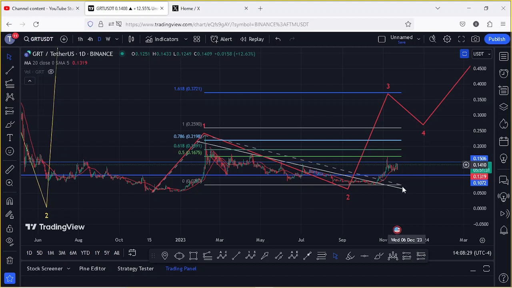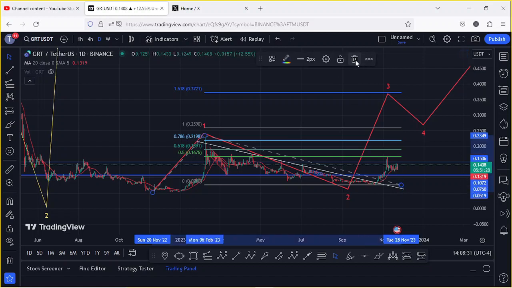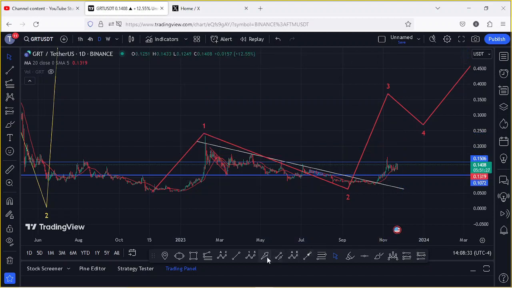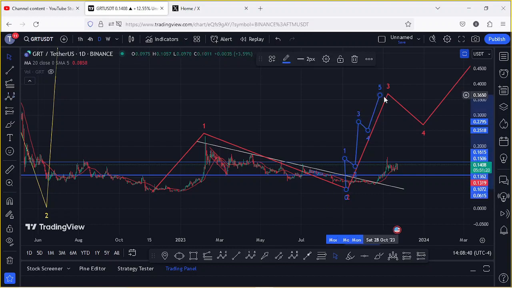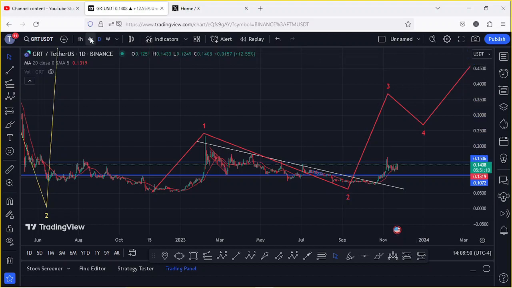which is the minimum that we can expect GRT to do in the formation of that wave 3. And because of the impulsive nature in the formation of this wave 3, I'm also expecting to see a 5-wave structure play out within the formation of the wave 3, having the wave 5 fully maximizing our minimum target areas to the upper side in the formation of this wave 3. And that is better seen here on the 4-hour chart.